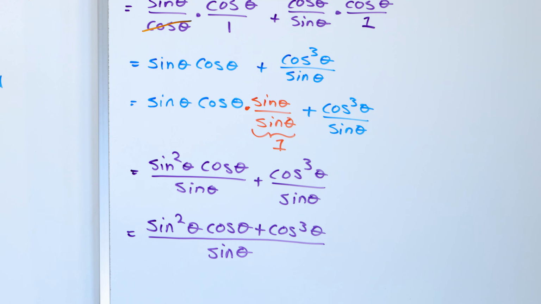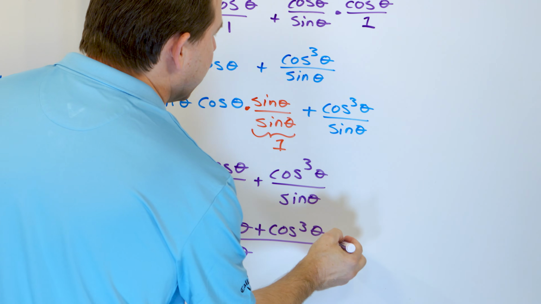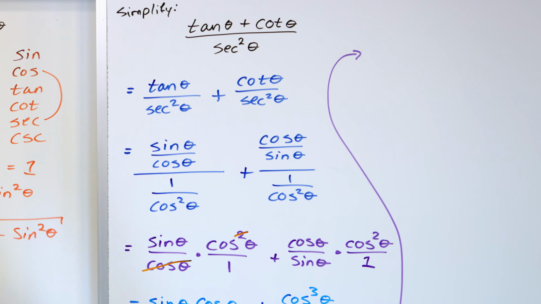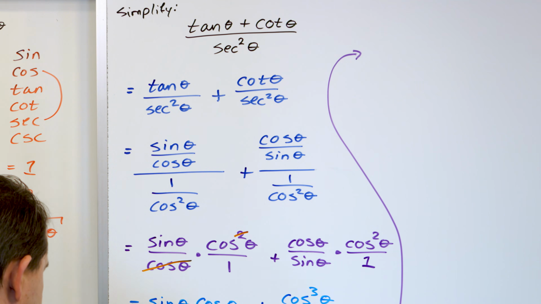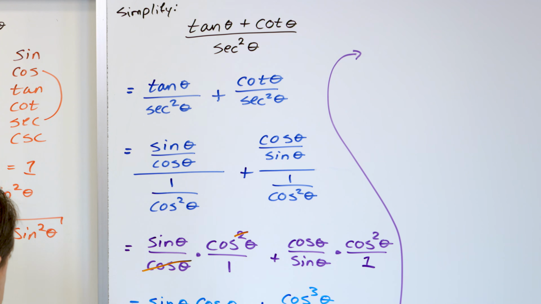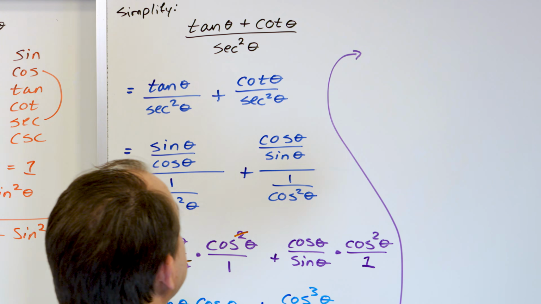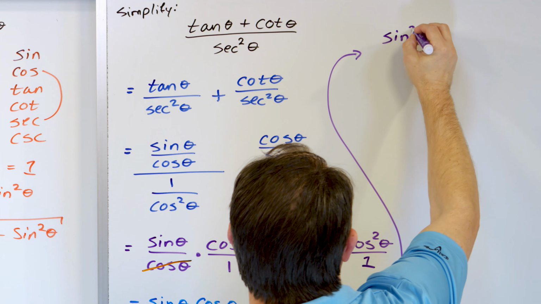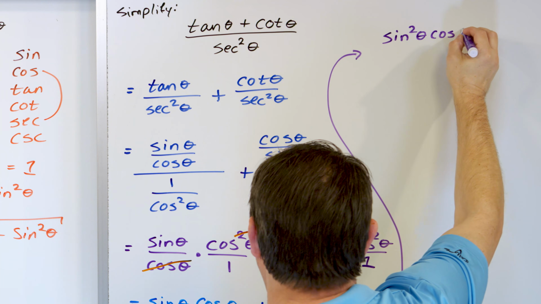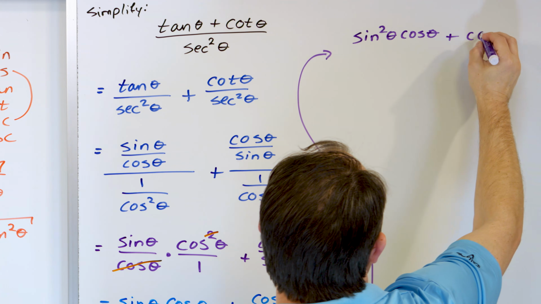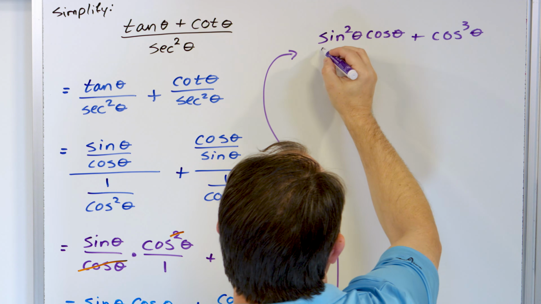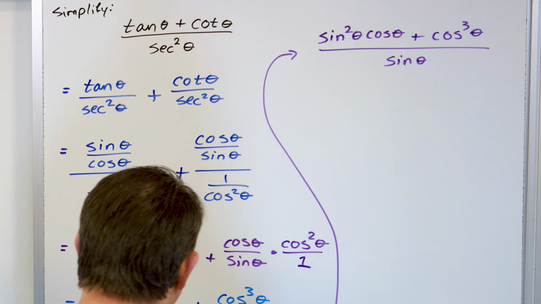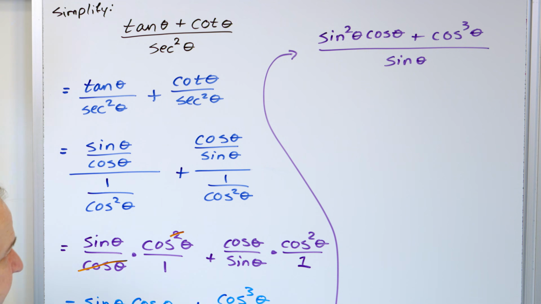And you're thinking, oh my gosh, this is not getting any simpler at all. Let's move over here. What I'm going to do is recopy the last step. I'm not going to change anything. Let me catch up and just check myself. Everything's going well so far. I'm going to rewrite what I have: sine squared of theta, cosine of theta, plus cosine cubed of theta, and then all on the bottom, sine of theta. All I've done is a direct copy of this, right?